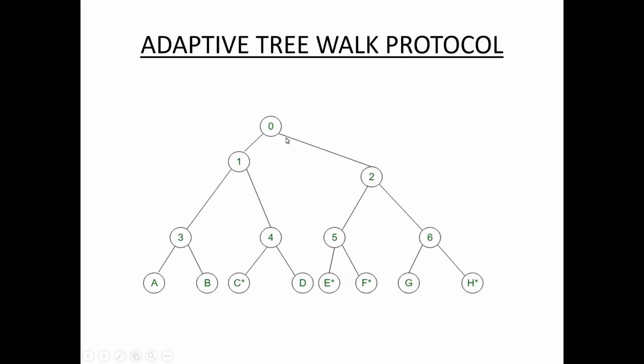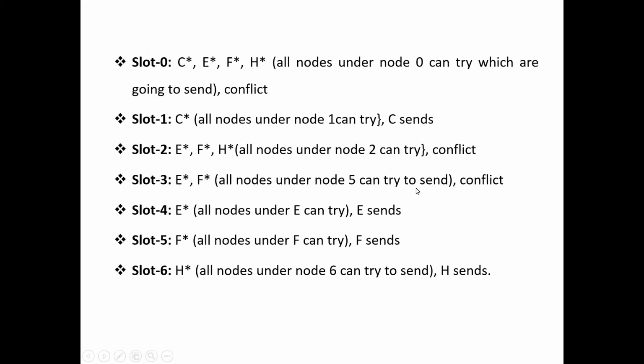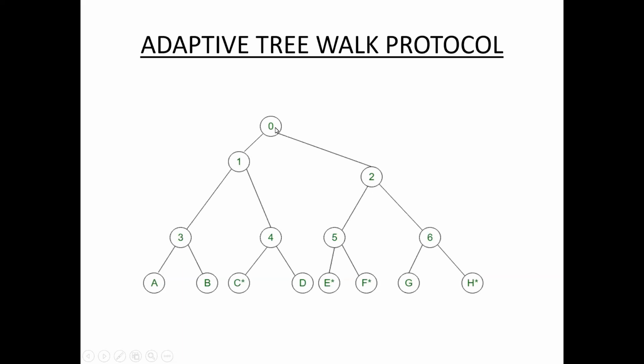Under slot 0, all stations C, E, F, H have to transmit the data. So there is a conflict. Next, if there is a conflict, divide that group into two different slots. So the first one is divided into two slots.